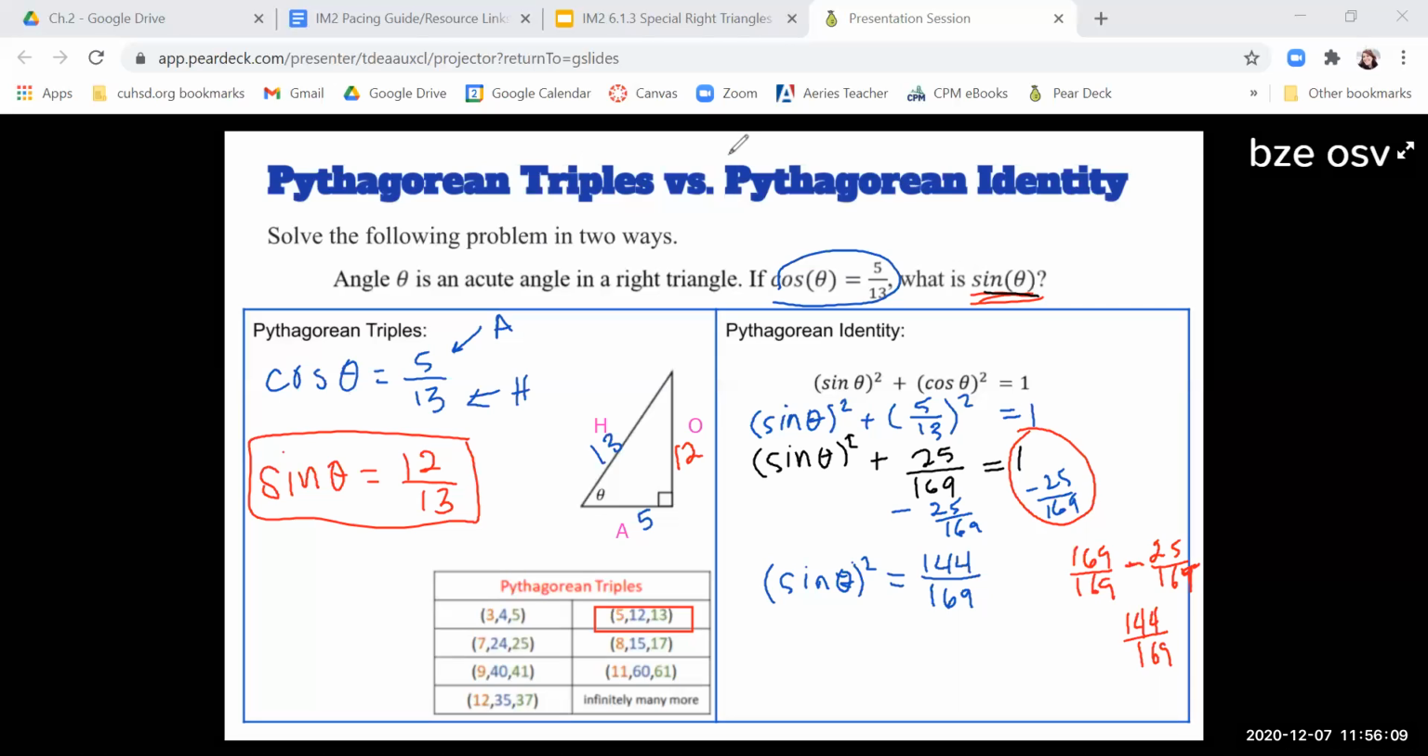Okay, and now I have my very last step, and then we have our answer. I want to find sine theta, not sine theta squared. So I'm going to square root both sides of my equation. And that will give me that the sine of theta is equal to, and we square root the top and we square root the bottom. So the square root of 144 is 12, and the square root of 169 is 13. And look at that, we got the same exact answer, sort of more algebraic style.